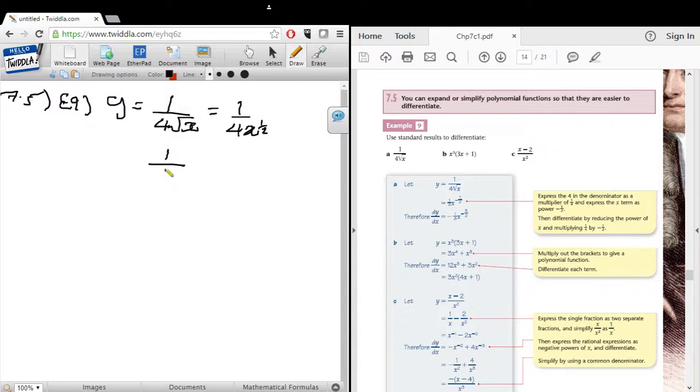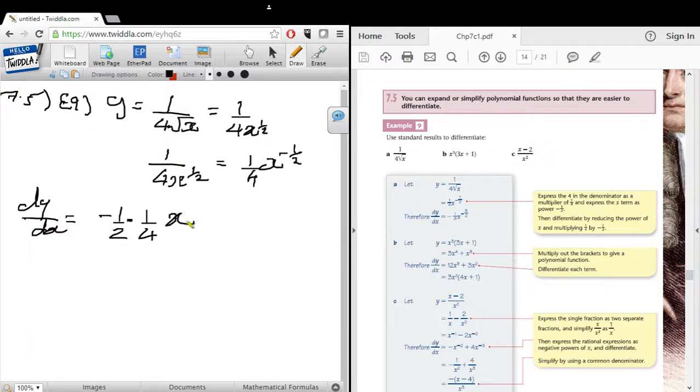So in this particular case, if we flip it around, we'll have the quarter, but then on top we'll have x to the power of minus half. Then if we differentiate this, dy with respect to x will give us minus half multiplied by quarter x^(-3/2), which should give you negative 1 over 8 x^(-3/2).